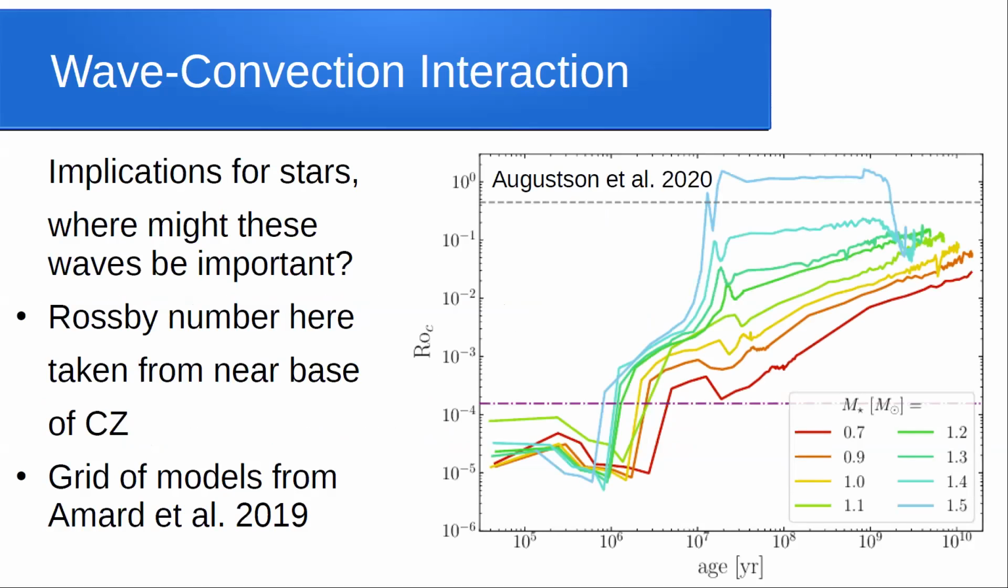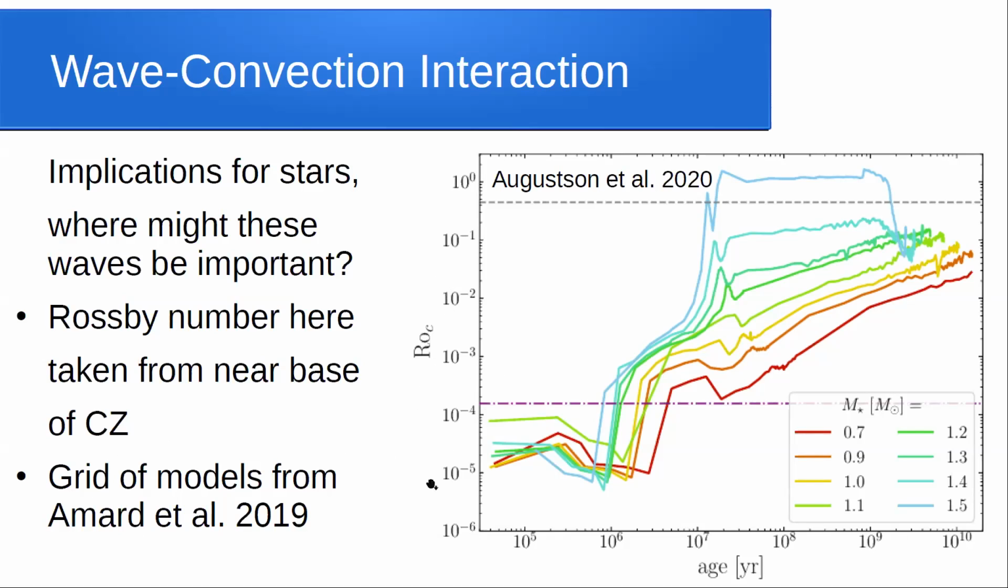So what about implications for stars? Where might these waves be important? If we look at a couple of relatively low mass stars straddling the sun, and then higher mass stars, we just need a grid of models to do that. These are models from Louis Amard. Basically, we look at the trace of the Rossby number at or near the base of the convection zone as a function of age.